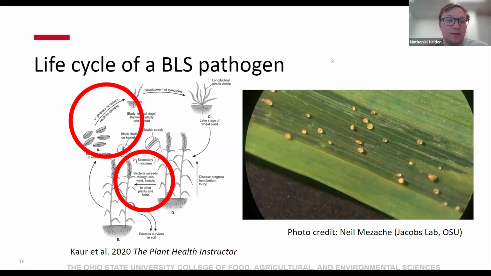The other way that this bacterium is thought to spread long distances is through seed transmission. And so there's a lot of regulations right now also about seed transport internationally. It's a major area of concern that can be very expensive for some companies. Go to the next slide, please.